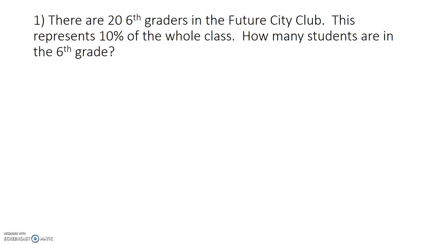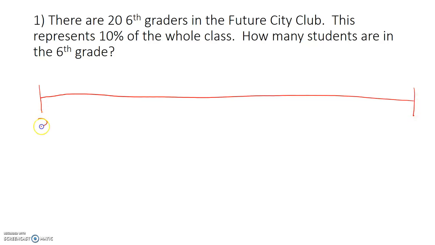Now let's take it out of the table and make a grid. So let's look at this problem. There are 20 sixth graders in the Future City Club. This represents 10% of the whole class. How many students are in the sixth grade? So I want to know how many students make up 100% of the sixth grade. And I can do this by making a diagram. A diagram looks a lot like a number line, where over here we have 0% of the students, and all the way at the right-hand side we have 100% of the students. Okay, so I know that 10% of the students is 20 students.